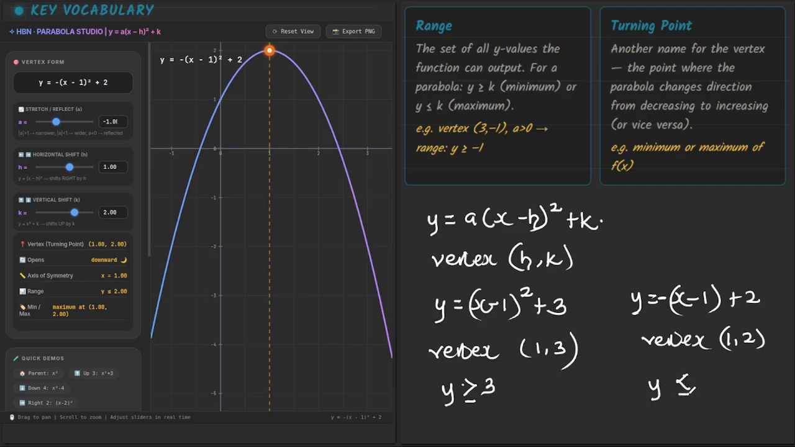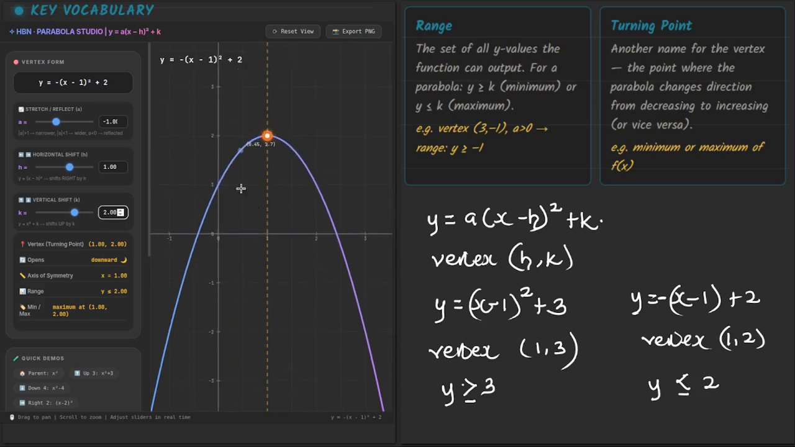Less than or equal to 2, because 2 is its maximum value. That is the range. Now, when we talk of the turning point of the function, it is simply the vertex. It is another name we'll be using in place of the vertex. So that is all for the vocabularies we'll need for this session.